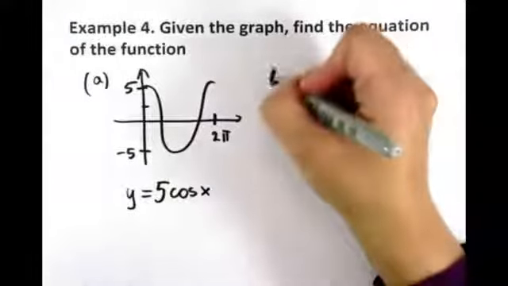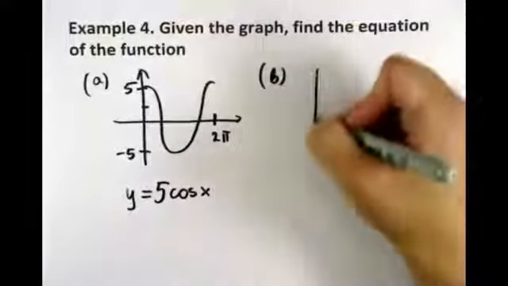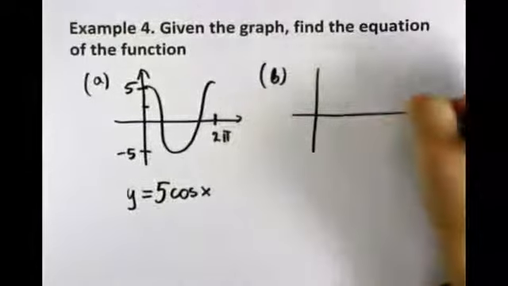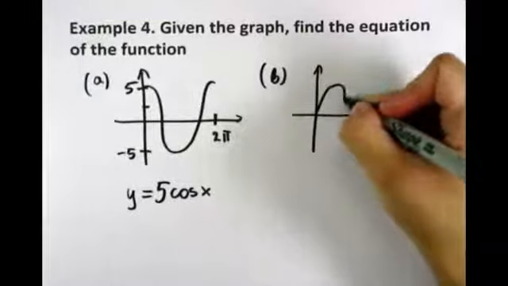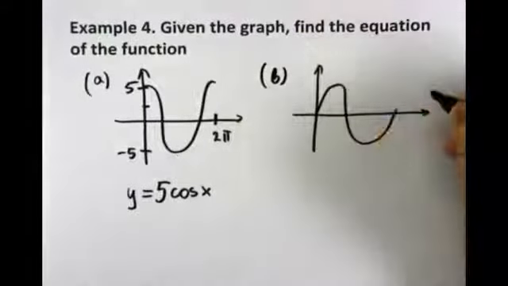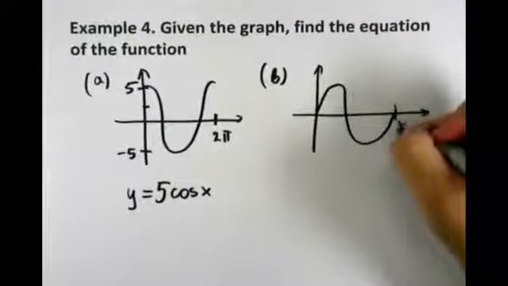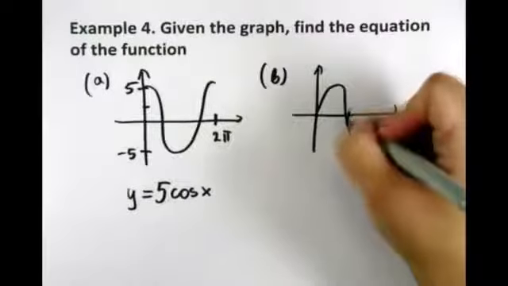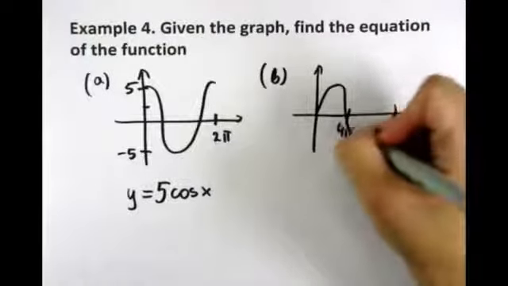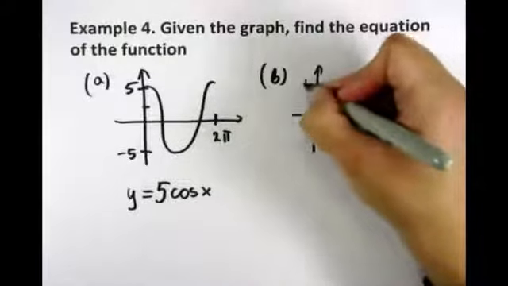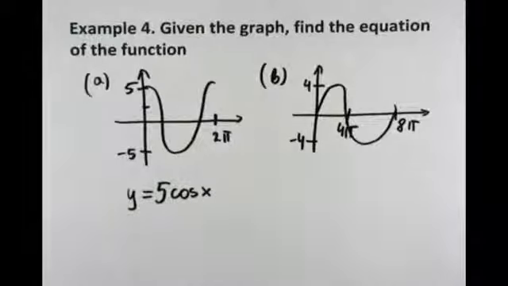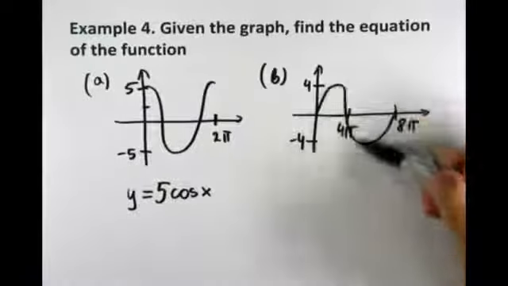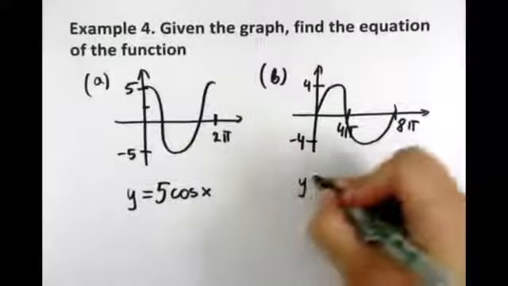And B. The graph looks like this. Here is 8 pi. Here is 4 pi, and here is 4, here is minus 4. Okay, so first identify the shape. The shape is an S shape. So we start with the graph sine x.